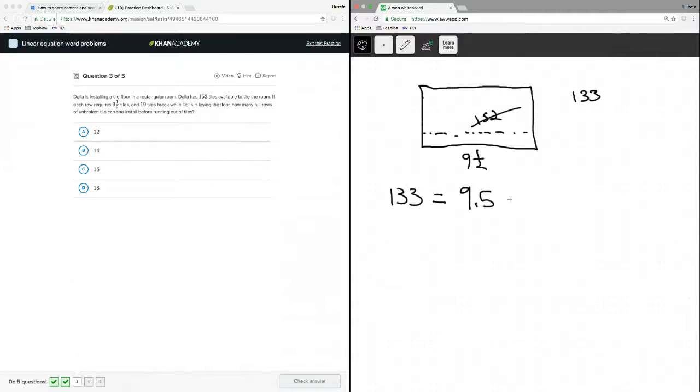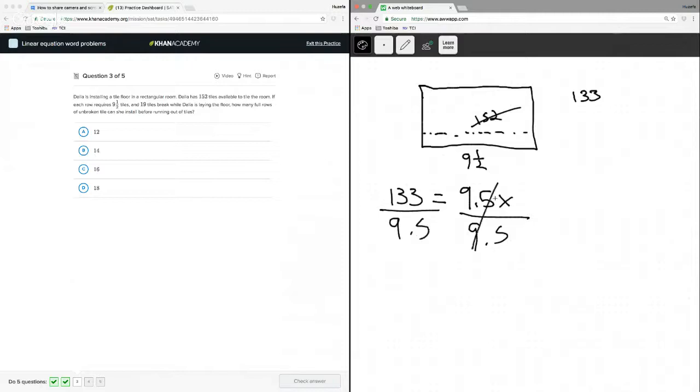Let's get rid of the fraction. I'm going to convert it to a decimal. Times x. Okay, why did I put this x? This x is the number of rows. If we lay one row, it'll be 9.5 tiles. 2 rows, 19, and so on and so forth. Now we just solve for x. So let's divide both sides by 9.5.